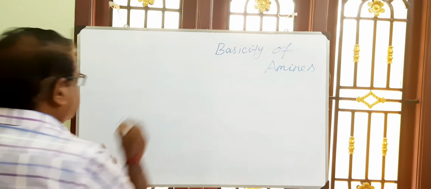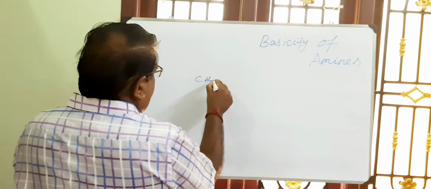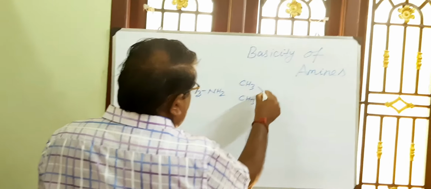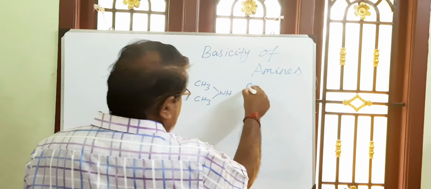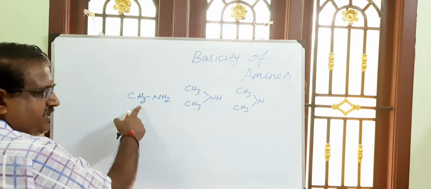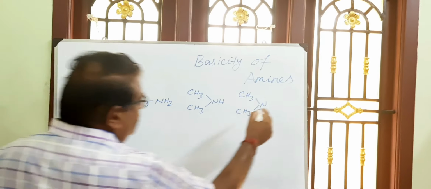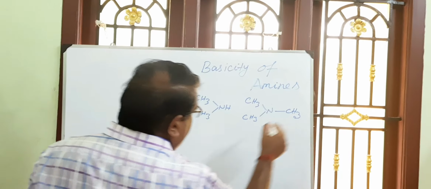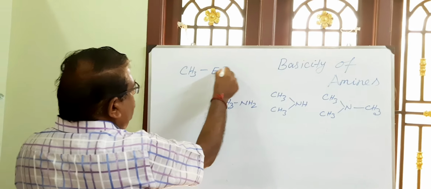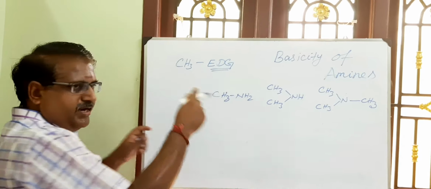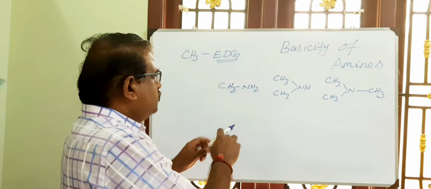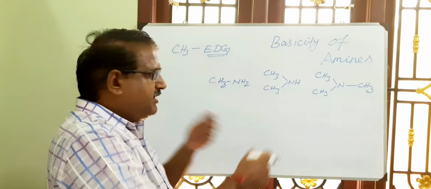Now consider these amines: CH3NH2, (CH3)2NH, and (CH3)3N. So we have methylamine, dimethylamine, and trimethylamine. Methyl groups are electron donating groups. So electron donating groups will stabilize the cations formed from the corresponding amines. So more the electron donating groups, more the stability of the cations.